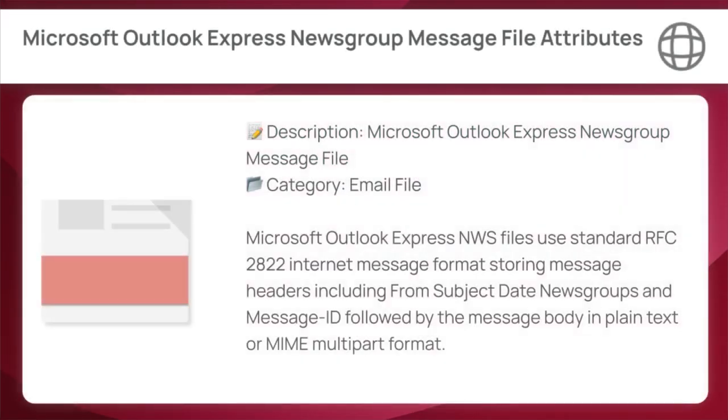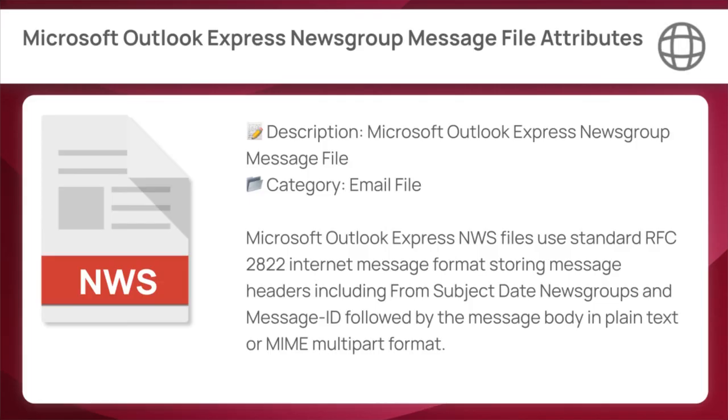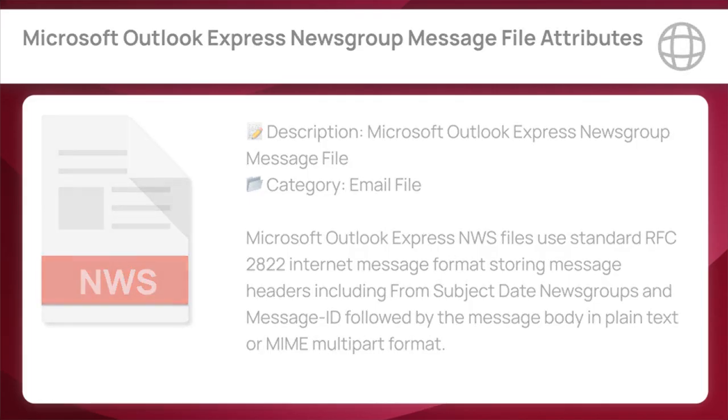Microsoft Outlook Express NWS files use standard RFC 2822 internet message format, storing message headers including from, subject, date, newsgroups, and message ID, followed by the message body in plain text or MIME multipart format.